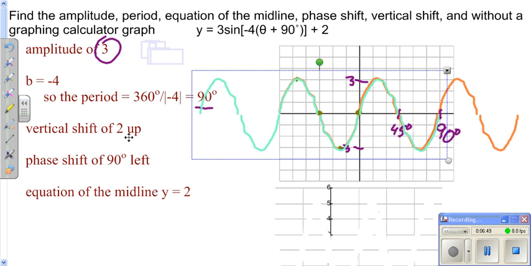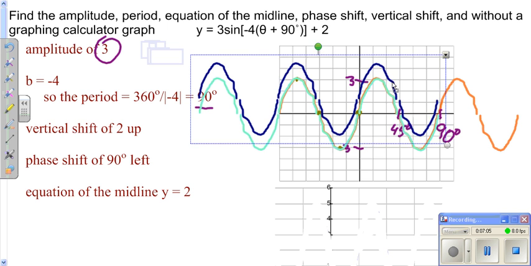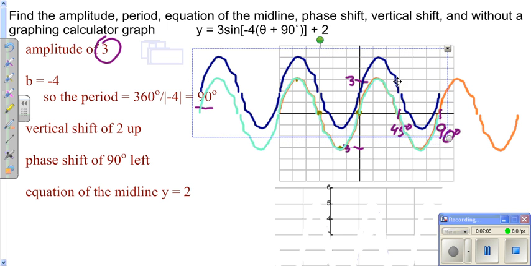Now we need to go ahead and move it 2 units straight up. So let's go ahead and do that. So we have now this graph here in dark blue that I need to move 2 units up. Here we're at a height of 3. I need to move it up to a height of 5 now. So I just go straight up. And now we're at a height of 5.